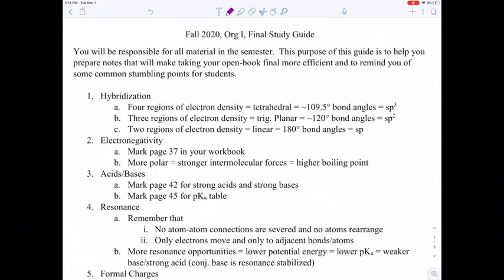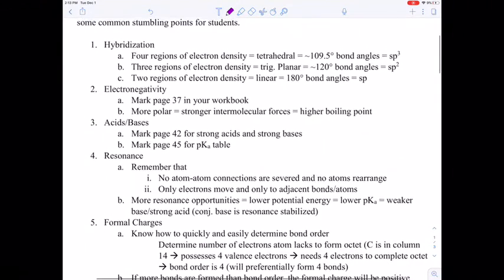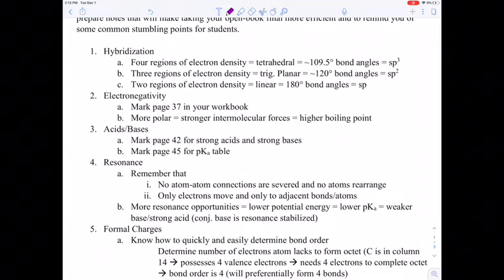After a few years of teaching this, you start to pick up on the things that usually cause the most troubles. So I went through the workbook just in order, and these are the things that stood out to me.